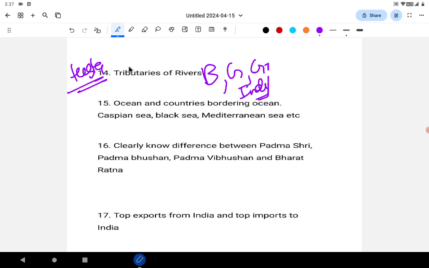And the tributaries of Indus: which are the states those 5 tributaries pass through, where they join, where they meet, etc. Try to know all those things. Ganga and its tributaries, where Ganga joins Yamuna, Allahabad, etc. Try to know those things. Very, very important. I think there was a question on Pennar, like 2, 3, 4, I think in 2021, etc. So study about all those things.